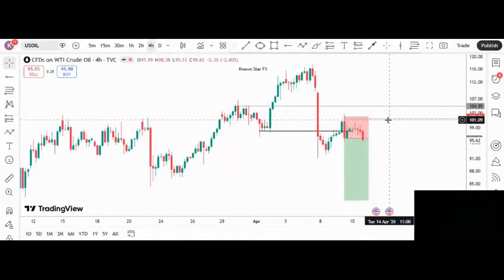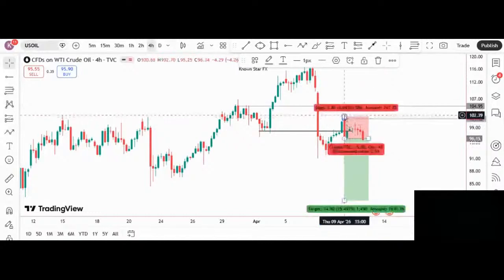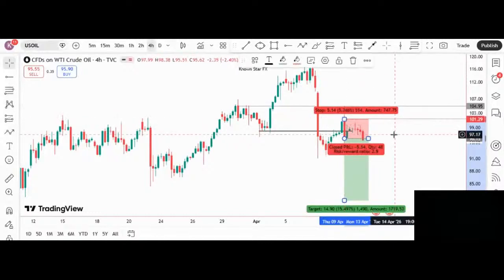Those on the Telegram channel, this was the SL level. You see where this line is at, right? I told them to tighten their SL to this level right here.